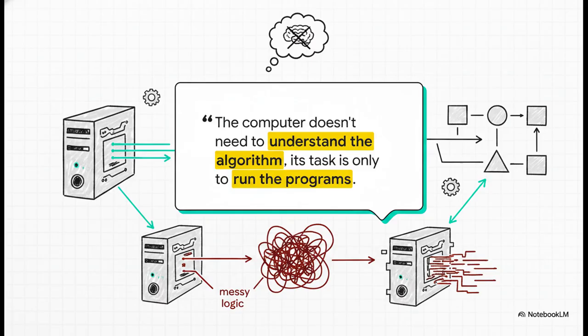I want to ground today's explainer with this really brilliant quote from computer scientist R. Tarjan. He noted, "Once you succeed in writing the programs for these complicated algorithms, they usually run extremely fast. The computer doesn't need to understand the algorithm, its task is only to run the programs." This hits on a fundamental truth of computer science. Our primary job as programmers is to write clean, modular, and logical algorithms. The computer will do the heavy lifting of executing them. If our logic is a mess, the computer just runs messy code. But if our logic is beautifully structured, everything runs smoother.